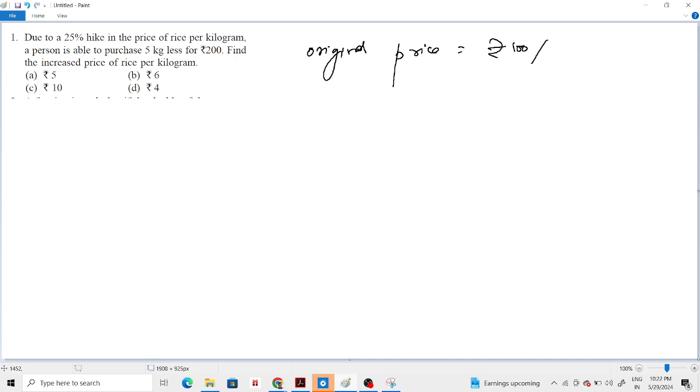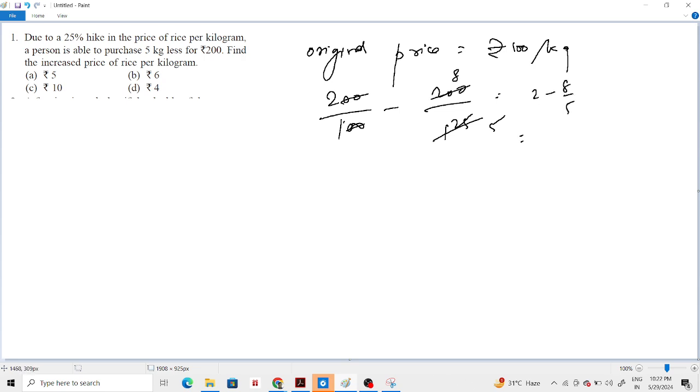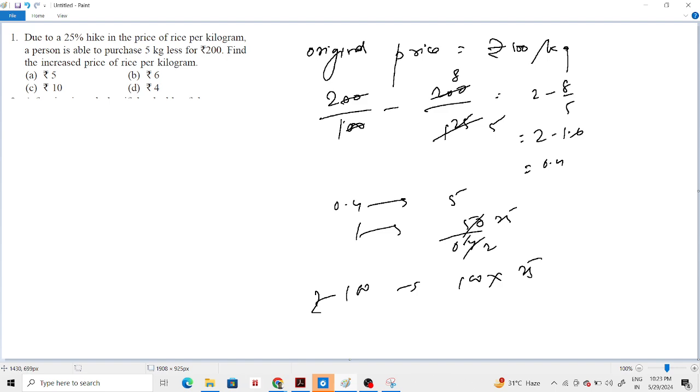Original price is rupees 100 per kilo. So 200 by 100 minus 200 divided by the 25% hike, so 125. That is 2 minus 1.6, that is 0.4 kg. 0.4 kg is 5, so 1 is equal to 5 by 0.4. So 100 rupees is nothing but 100 into 25.